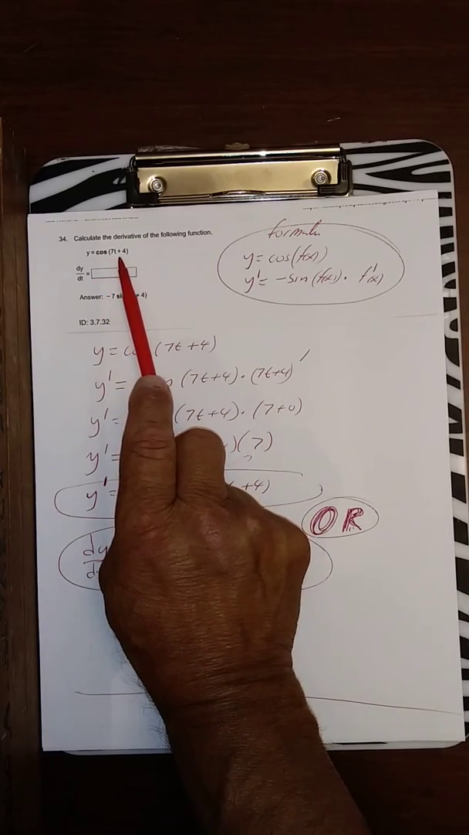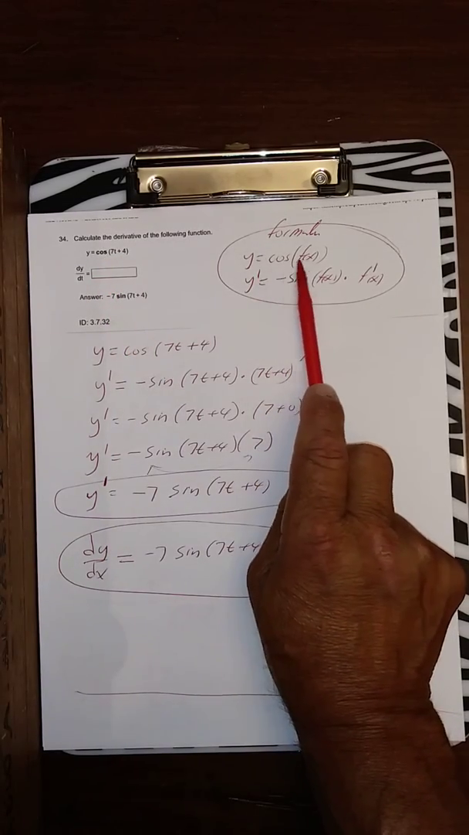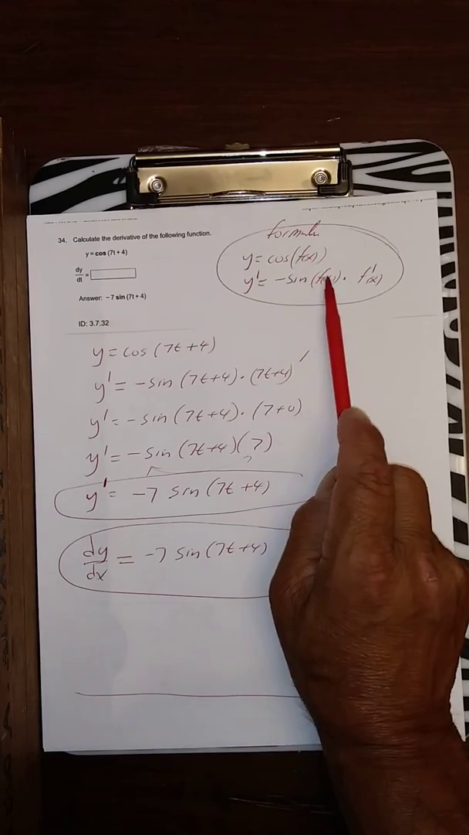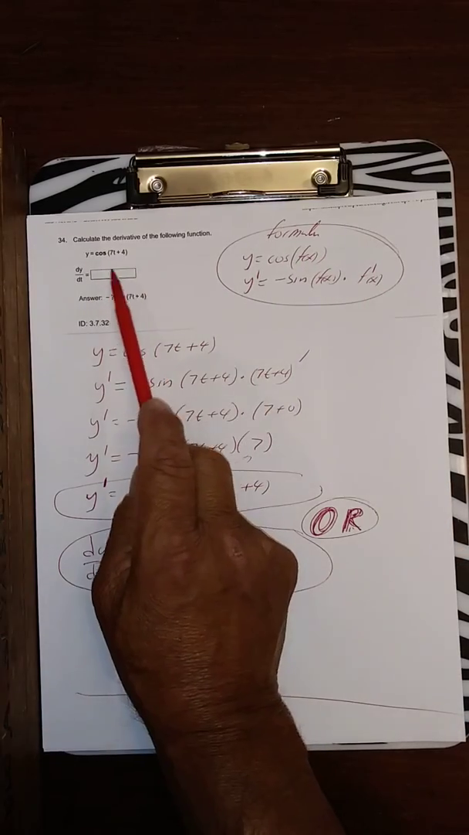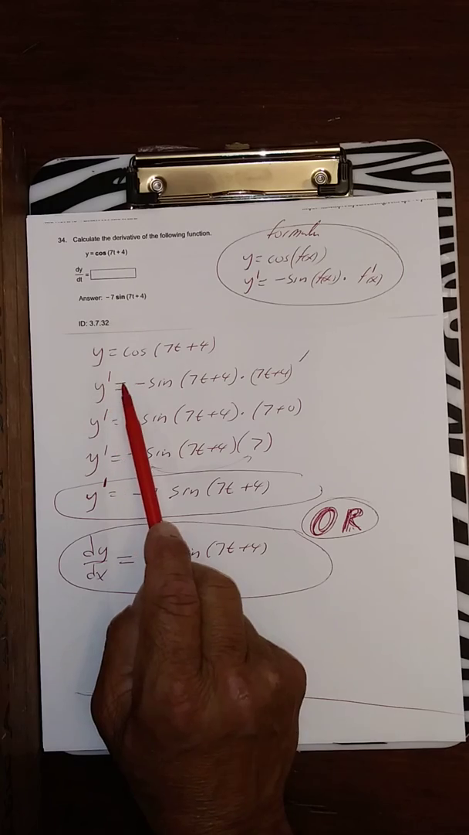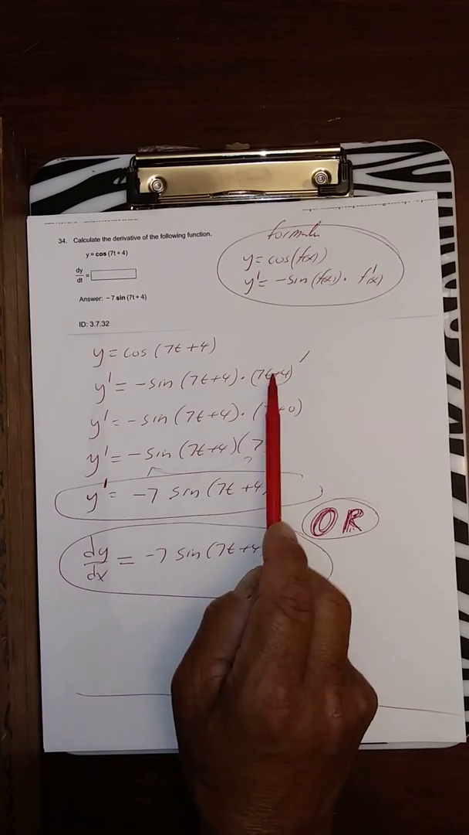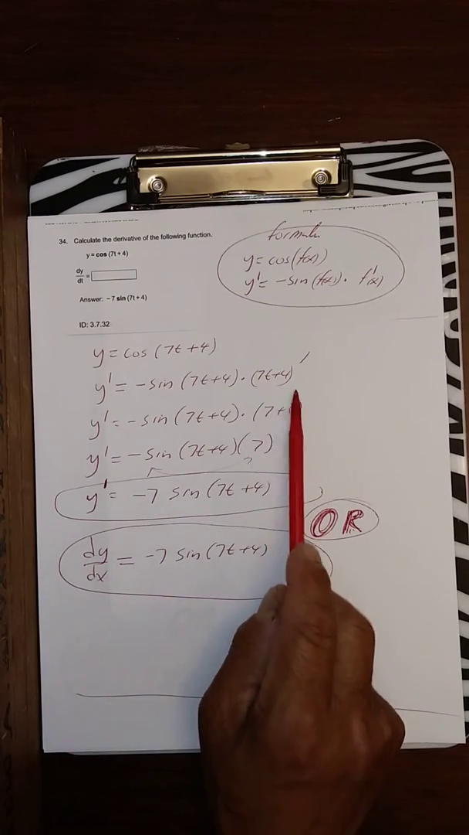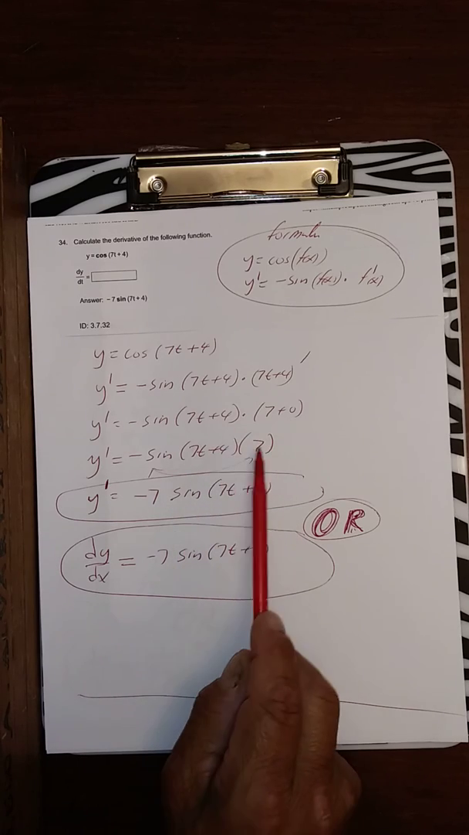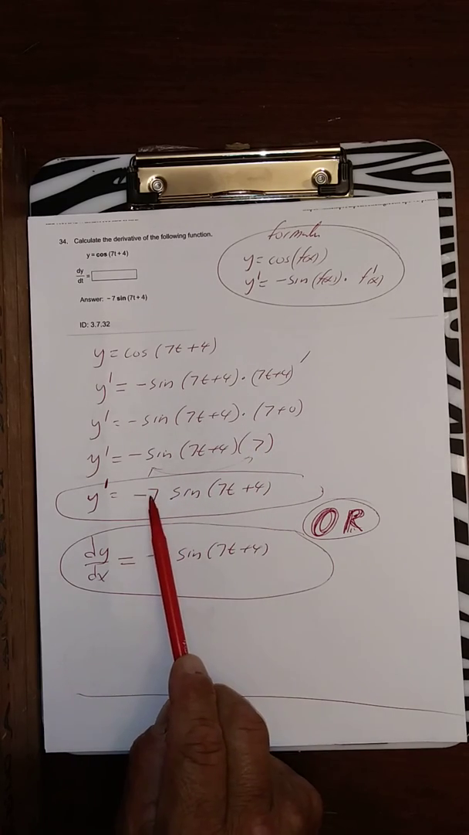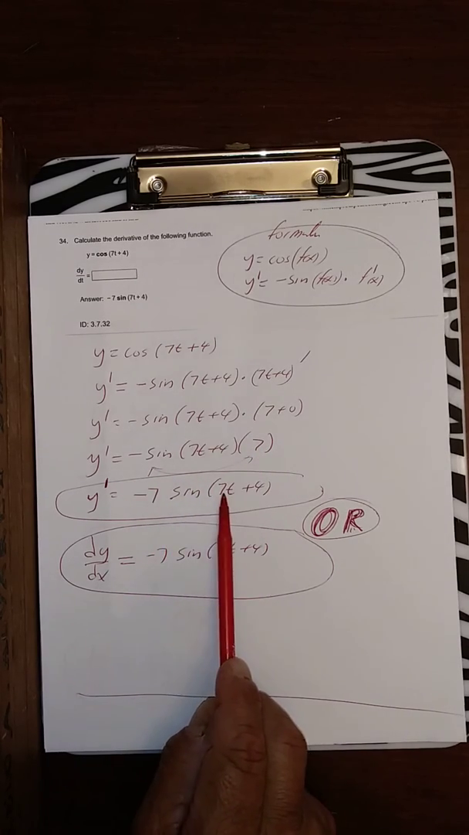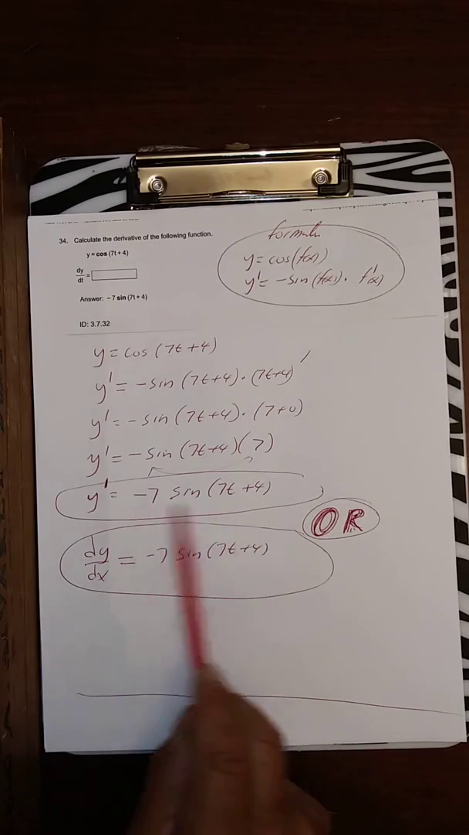Cosine of 7t plus 4. Alright, formula: the derivative of cosine of f of x is negative sine f of x times f prime of x. So this is negative sine of this and derivative outside. The derivative is 7, so bring it to the front, so it's negative 7 sine of 7t plus 4. That's it.